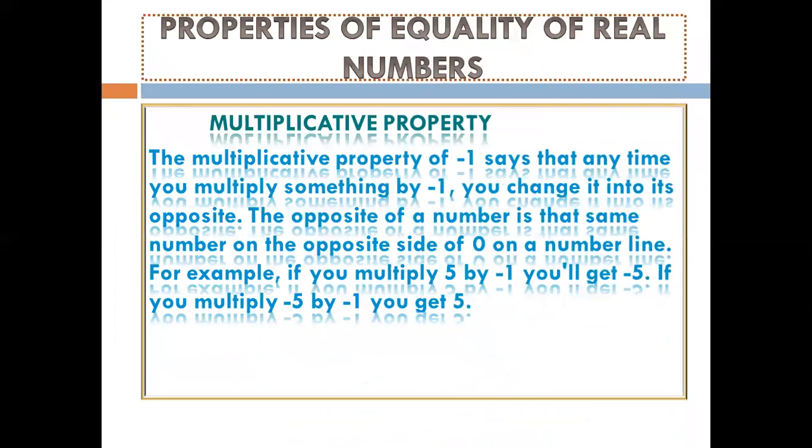Multiplicative property. The multiplicative property of minus 1 says that anytime you multiply something by minus 1, you change it into its opposite. When you multiply any number or any term with a negative sign, all the signs of that term or number will be changed. If they are positive, they become negative, and if they are negative, they convert into positive. Same example is given here. If you multiply 5 with minus 1, it will be minus 5. Or if you multiply minus 5 by minus 1, then it will be plus 5.